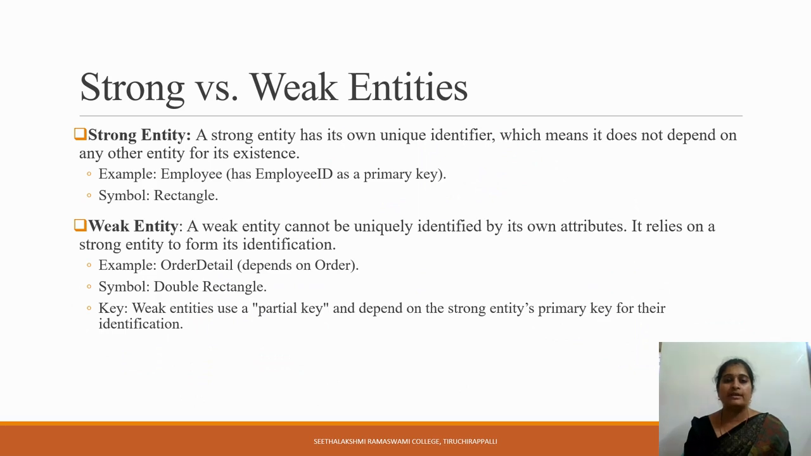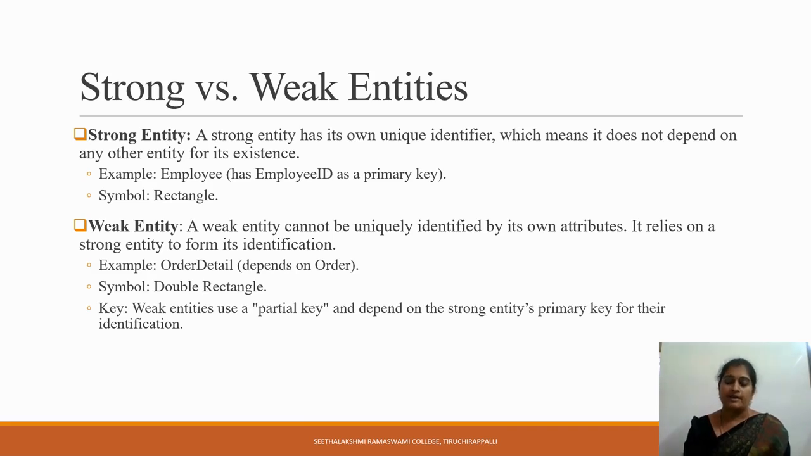Strong entity versus weak entity. Strong entity: an entity which has its own primary key and does not depend on any other entity is called a strong entity. A strong entity is represented as a rectangle symbol. If we take employee as the example, employee ID is a primary key and it is a strong entity. Weak entity: a weak entity cannot have a primary key, and it has to depend on another strong entity which has a primary key.